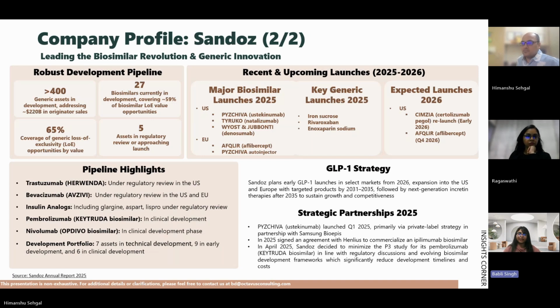Now we will talk about the strategic partnerships in 2025. Ustekinumab launched in Q1 2025 primarily via a private label strategy in partnership with Samsung Bioepis. In 2025, Sandoz signed an agreement with Henlius to commercialize an ipilimumab biosimilar. In April 2025, Sandoz decided to minimize the phase 3 study for its pembrolizumab in line with regulatory discussions and the evolving biosimilar development framework, which significantly reduced development timeline and cost. So this is all about the company profile of Sandoz.